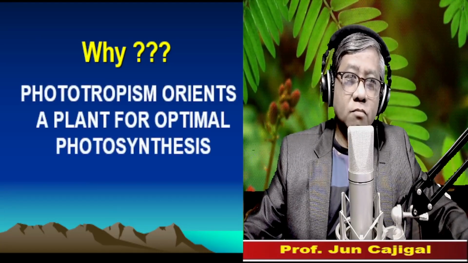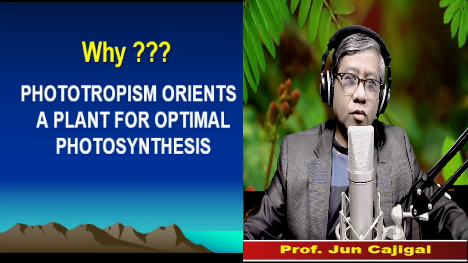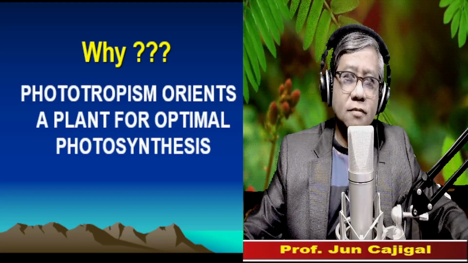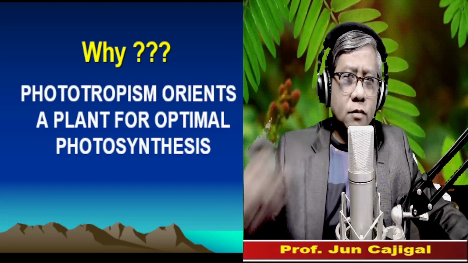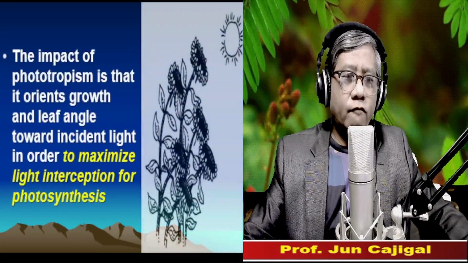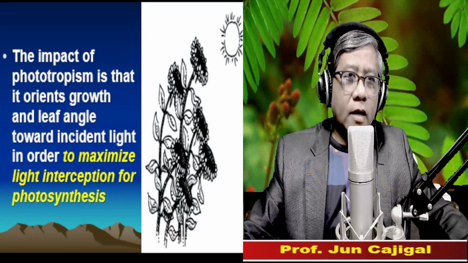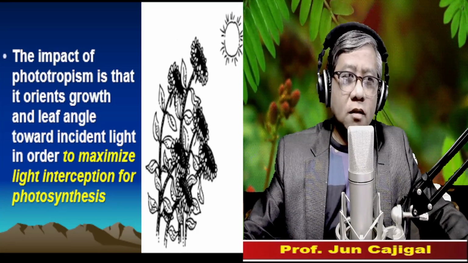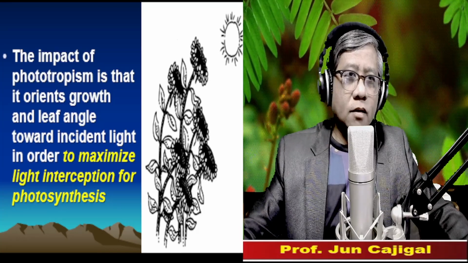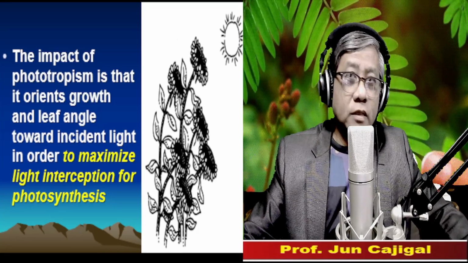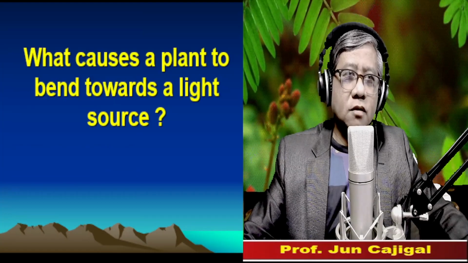And the question is, why is it that plants respond to light? This is possible because phototropism orients the plant for optimal photosynthesis. Phototropism is very important to the plant. The impact of phototropism is that it orients the growth and leaf angle towards incident light in order for the plant to maximize light interception needed for photosynthesis.